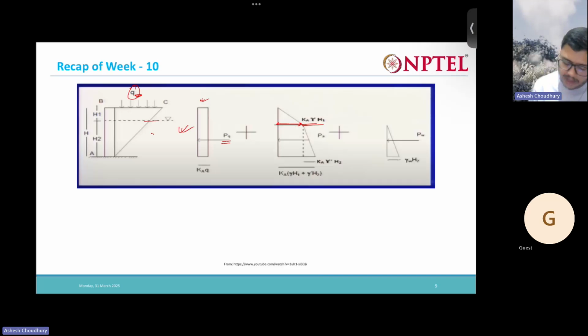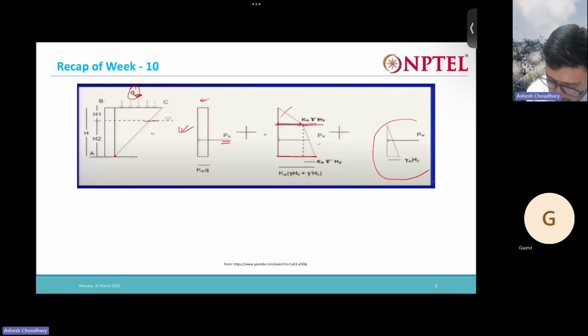So if the gamma is going to change, it's going to be K times the pressure at this level. This is the pressure at this level: gamma into H1 plus gamma prime into H2. So that is my pressure, and that times K will give me this length. The area of this whole thing is going to give me PA.